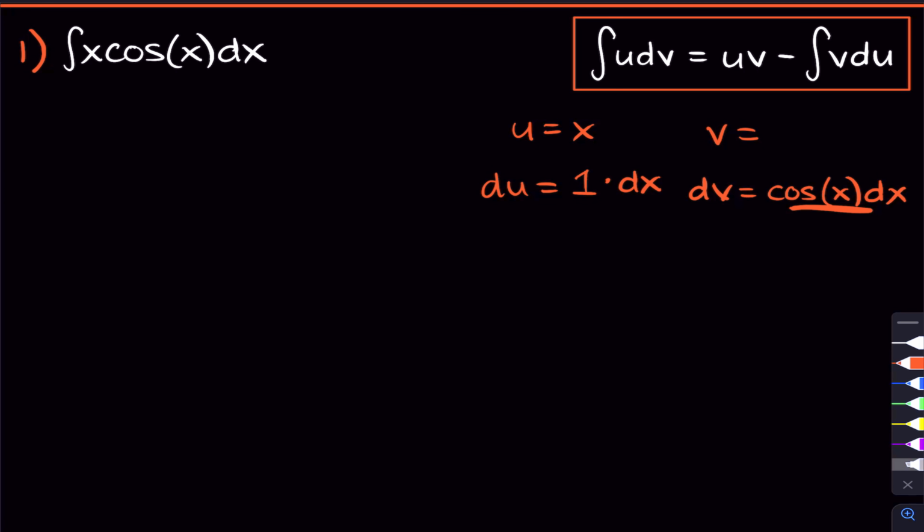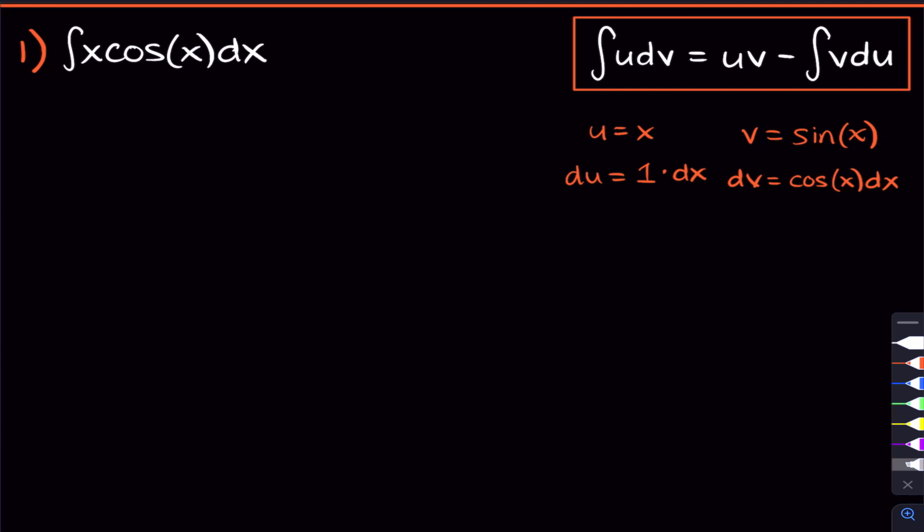dv is cosine of x dx, and if we integrate that, we get sine of x. And so now we have everything that we need to plug into our integration by parts formula. Plugging in, we get that this integral is equal to u times v, which is x times sine of x, minus the integral of v du. Now v is sine of x, and du is 1 times dx. So v du is just sine of x dx.